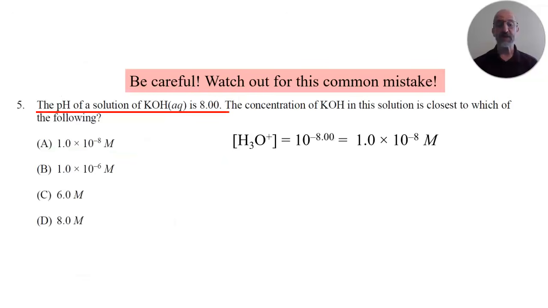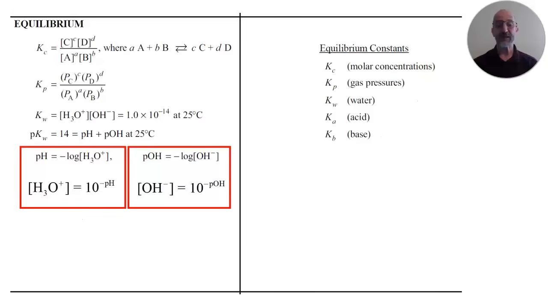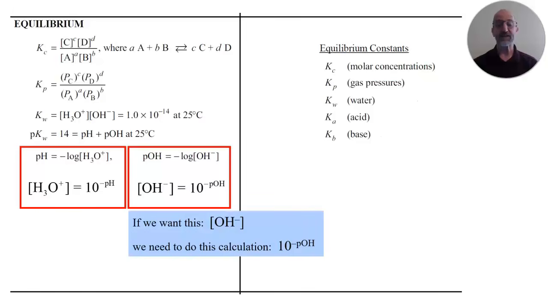So if we go back and look at this question, we're talking about a strong base. What we really want is the concentration of the potassium hydroxide or the hydroxide ion, but we were given the pH of the solution. So if we do the calculation of 10 to the minus pH, then what we get is the concentration of the hydronium ion. So that is not what we want. In fact, what we want is the concentration of the hydroxide ion. So we need to do 10 to the minus pOH instead of 10 to the minus pH.